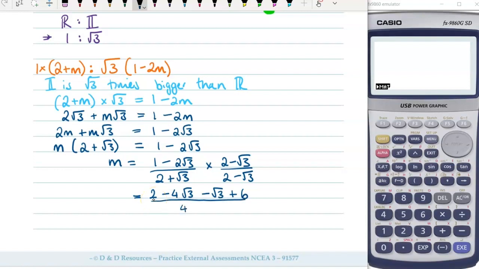All over 4 minus 3. So 4 minus 3 is the 1. 2 plus the 6 is 8. Minus 4 minus another √3 is going to be minus 5 √3.